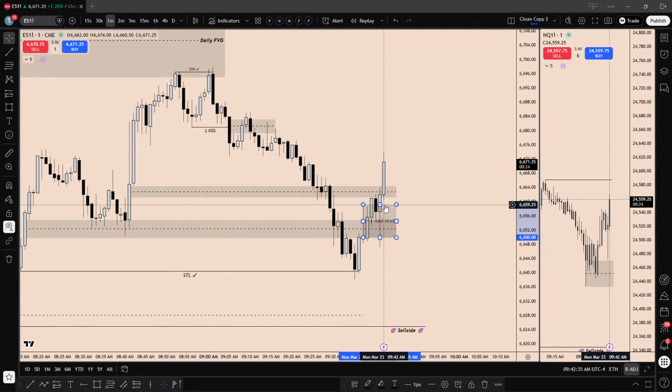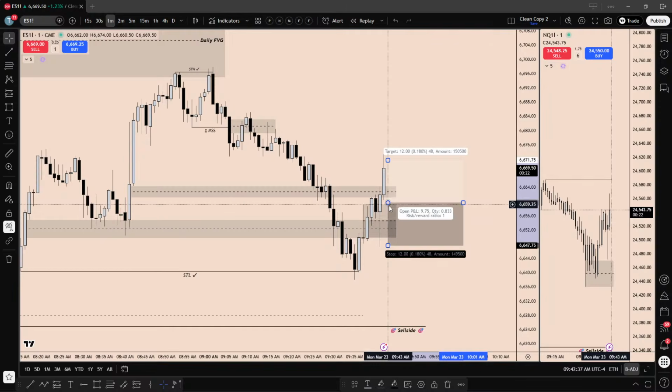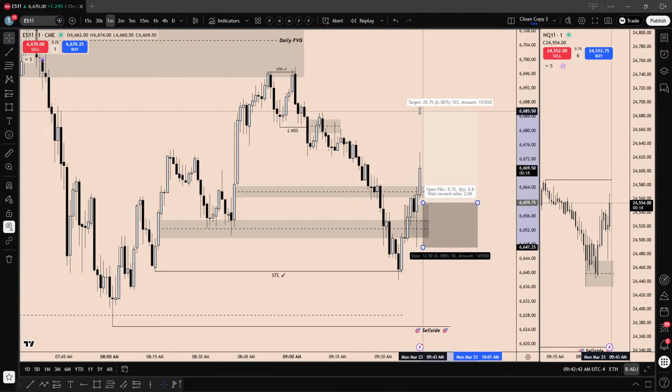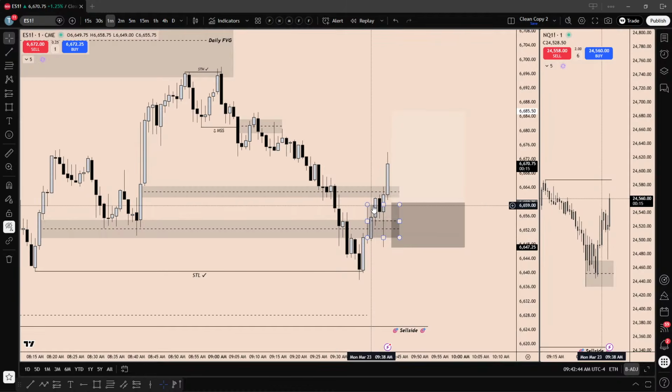So that would have been entry, shoot. We were going to try to go in here to capture that little pullback, but let's see.